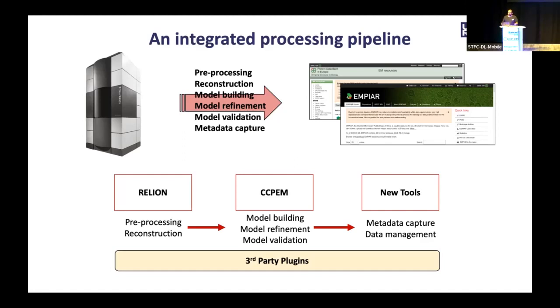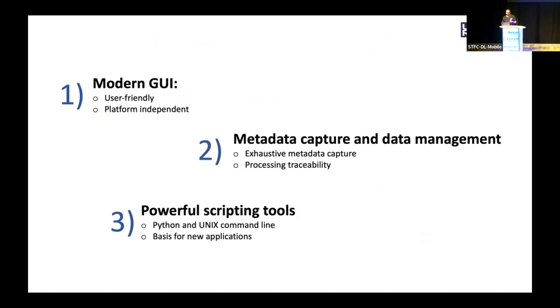There are a lot of things that go into a project like this, but the main things I want to talk about today are three goals. First, a modern, user-friendly, platform-independent GUI that allows people to access the program easily. Second, robust tools for capturing and managing the data that are generated in your workflow. And third, scripting tools, which will allow other developers to use our pipeliner as a basis for building more useful applications.